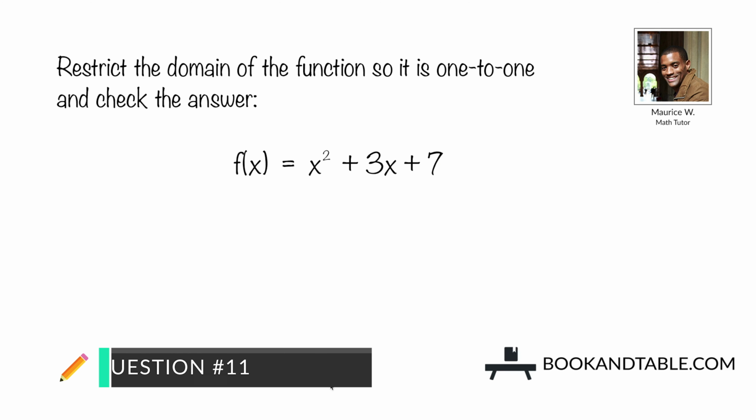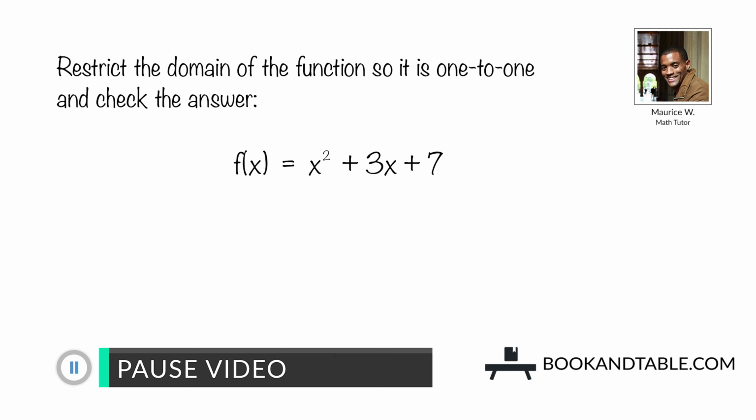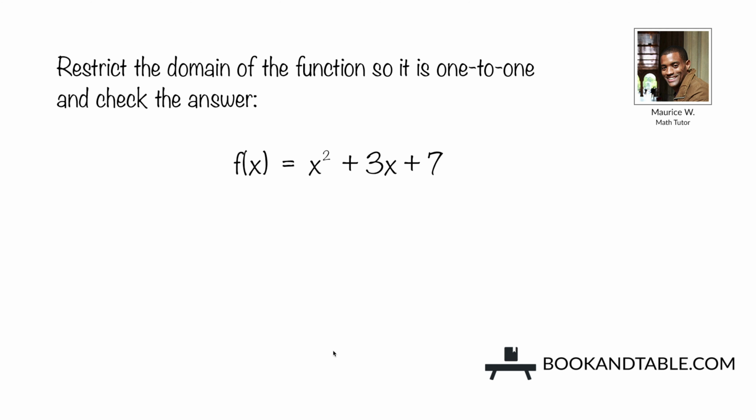Let's now have a look at question number 11. Restrict the domain of the function so it is 1-to-1 and check the answer. And we are given f of x is equal to x² + 3x + 7. Pause the video, answer this question, and then press play when you are ready to begin.